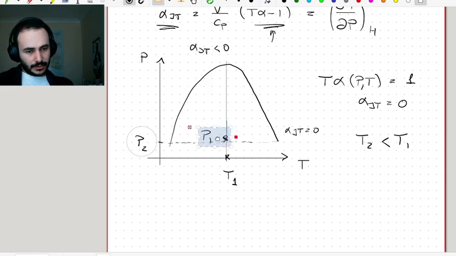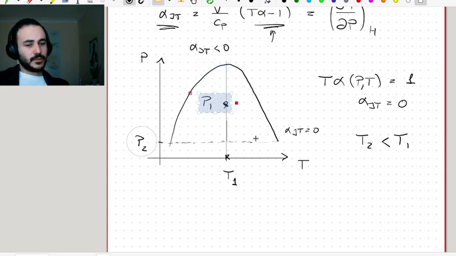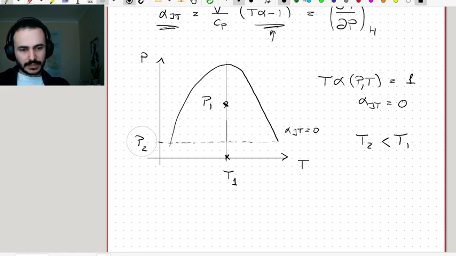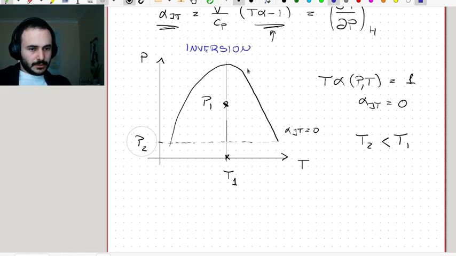So you are restricted to play with pressure in this specific range. This is why this curve is useful, because it tells you the pressure range you can play around with to cool down the gas with the Joule-Thomson process. And this curve is called the inversion curve, just because the Joule-Thomson coefficient flips sign. If you are underneath, it's positive, and if you are above, it's negative. Okay, so this is the inversion curve.